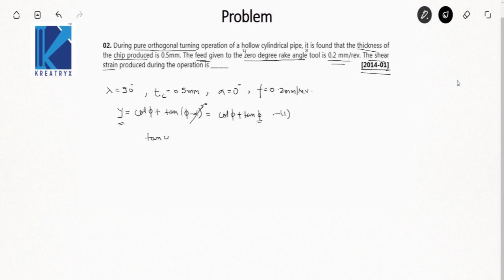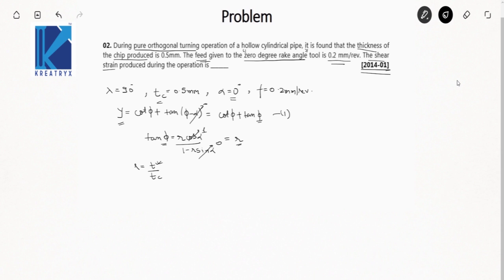We will use a relation of metal cutting again, which says tan phi equals r cos alpha divided by (1 minus r sin alpha). Since alpha is again given 0 here, sin alpha, which means sin 0, will become 0 and cos 0 is 1. So the equation will become tan phi equals r. So in order to know phi, we have to know the value of r. So what is r? Basically r is a ratio of uncut chip thickness to chip thickness. So we have already been given the value of TC. We have to calculate T.